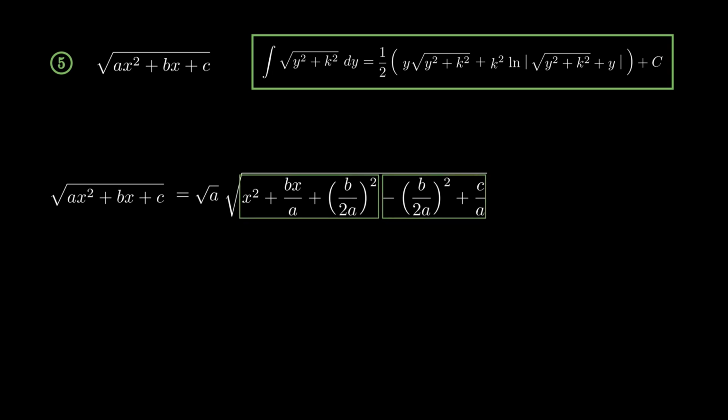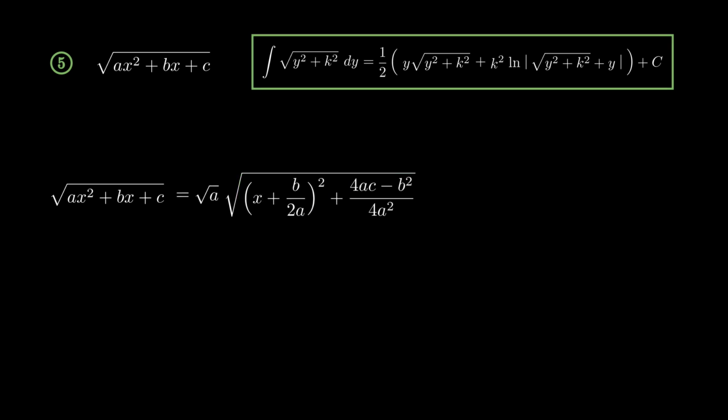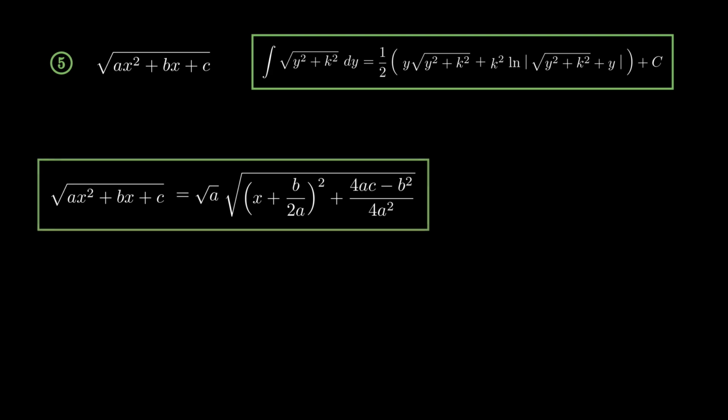The first three terms can be expressed as a square of a binomial, corresponding to the part containing the variable term. And the remaining terms can be added together, corresponding to the part without any variable. So, the expression becomes square root of a, that multiplies square root of x plus b over 2a squared, plus 4ac minus b squared over 4a squared.